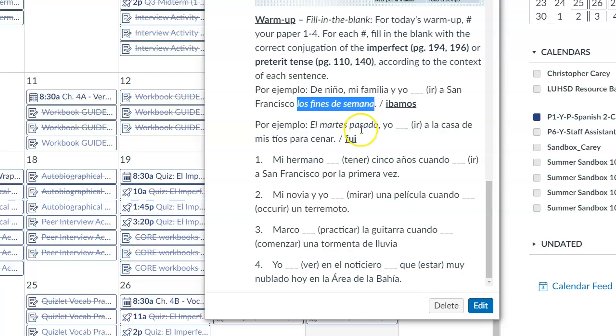Take a look at the second one. El martes pasado, yo fui a la casa de mis tíos para cenar. Last Tuesday, I went to my aunt and uncle's house to have dinner. Simple past tense, preterite. For this example, because we have el martes pasado, last Tuesday, that is a completed, just singular reference, a reference to a completed action in the past. All right, we'll do 1 and 2 together. 3 and 4, I'll have you do on your own.